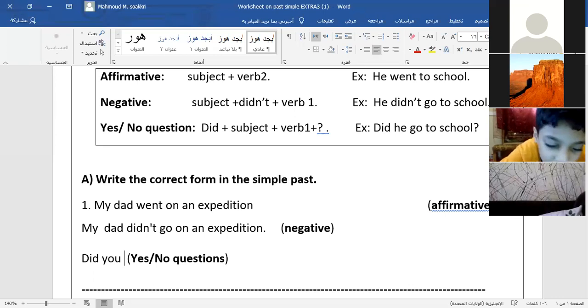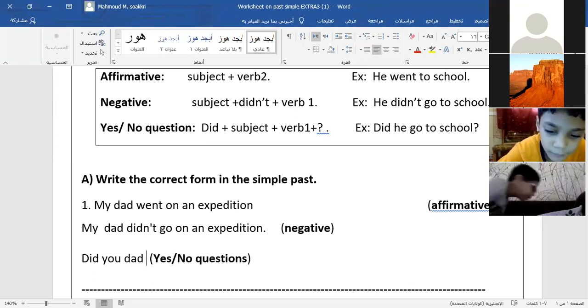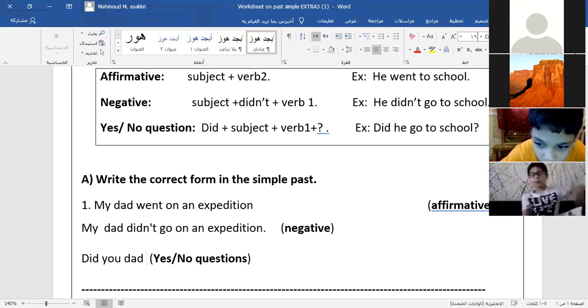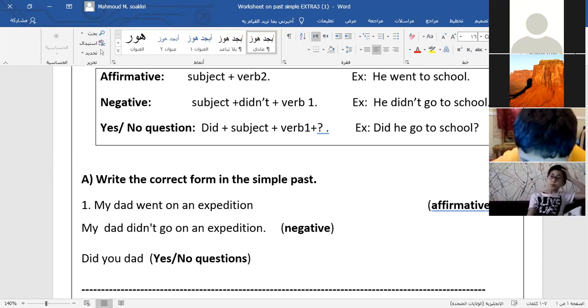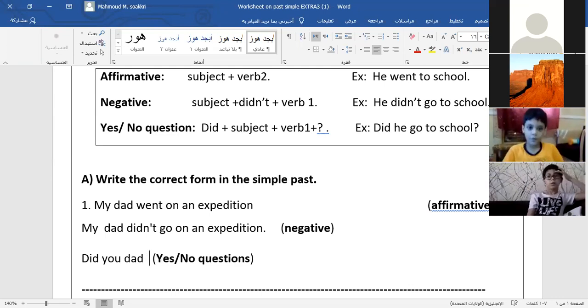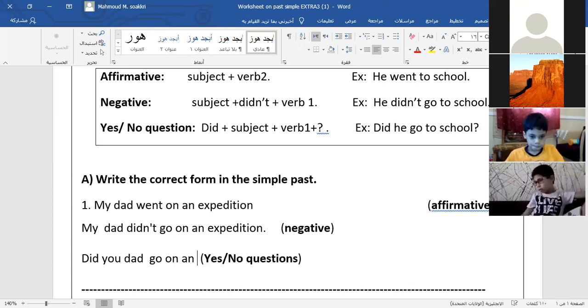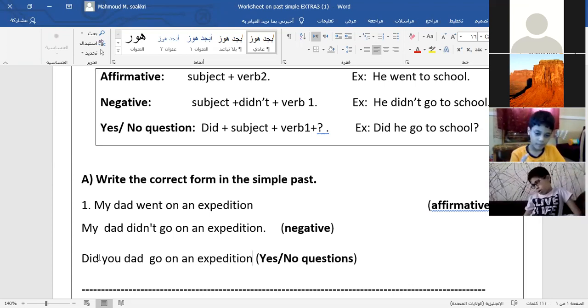So did your dad. And then we use verb one. What is the verb one? Did your dad go or did your dad went? Go. Excellent. Did your dad go on an expedition? No change happening here. And the question mark. Thank you, Adam.